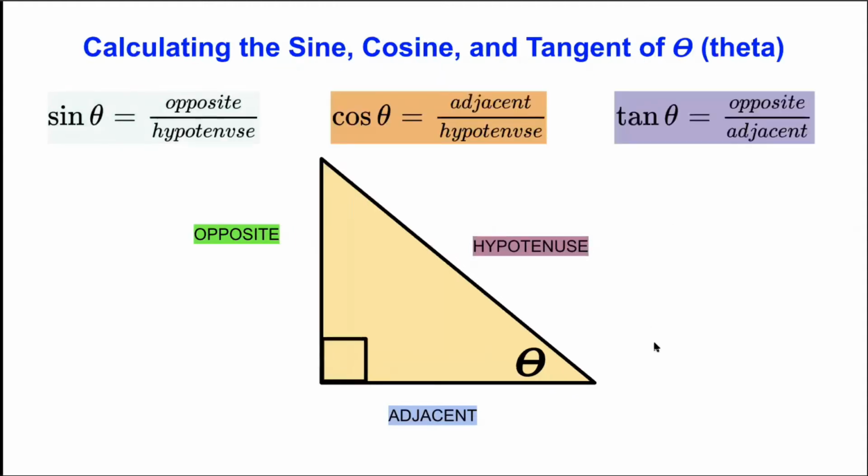Something that we went over last time, we were introduced to sine of theta, which is opposite over hypotenuse. We were also introduced to cosine, adjacent over hypotenuse. And the last one, tangent of theta, opposite over adjacent. And I gave you guys a little phrase to memorize all three of them. Now we're going to put all that together.